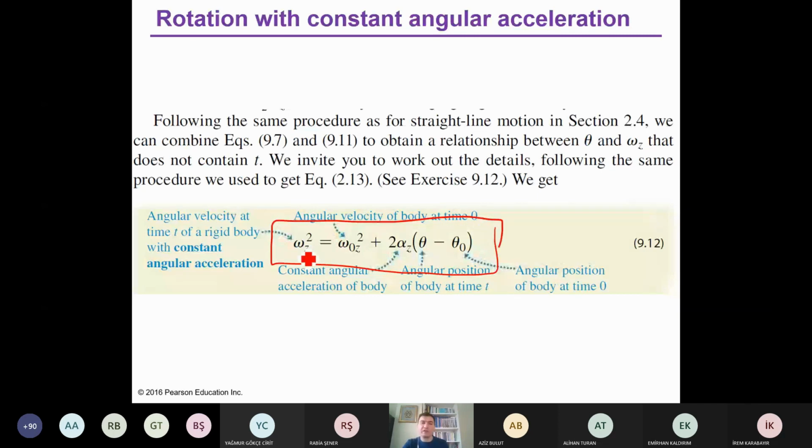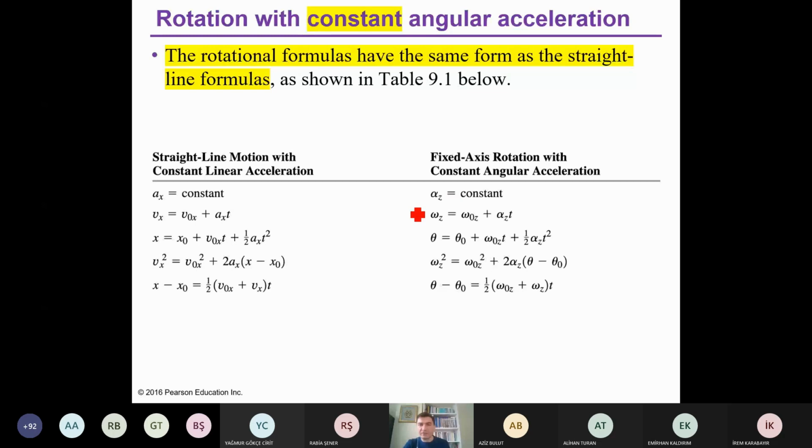So what we have here, a time-independent equation for the angular velocity and also for the angular acceleration, okay? This is the final angular velocity of a rigid body with constant angular acceleration. This is the initial angular velocity. This is the constant angular acceleration. And this is the displacement, angular displacement, you can say. This is the final angular position. This is the initial angular position. Then we have these four equations for constant angular acceleration in rotational motion. Do you have any question here in this part?